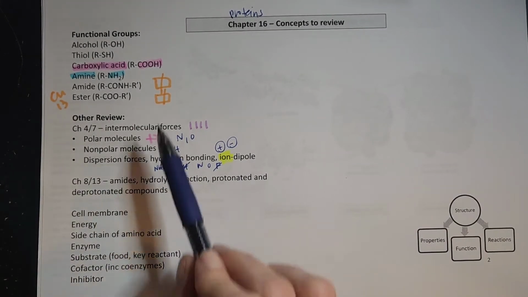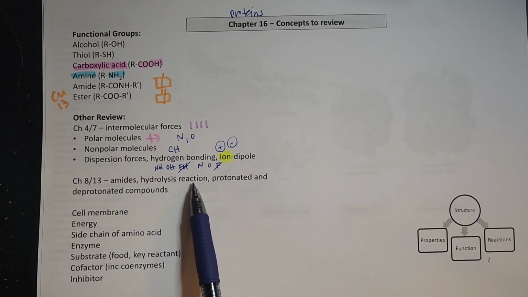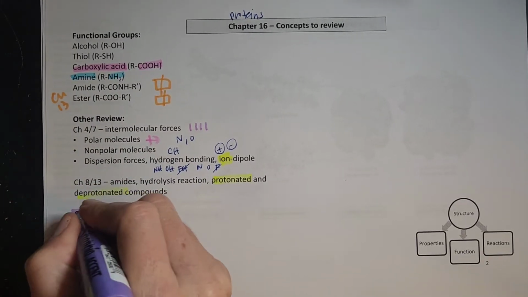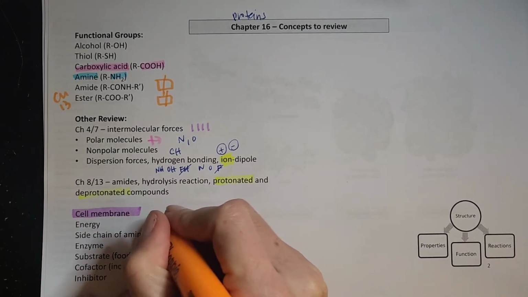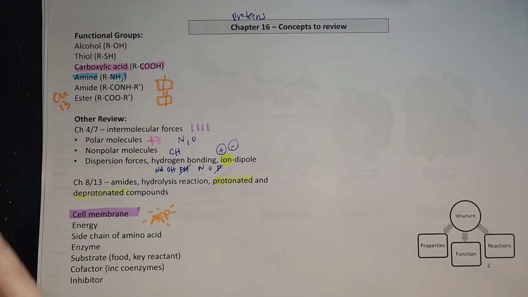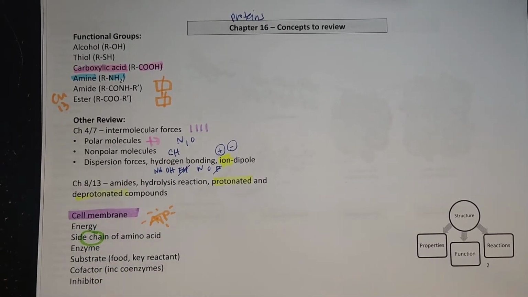A couple other reminders. Again, chapter 8 and 13, we saw some glimpses of those. Amides, hydrolysis reactions, review those. Protonated and deprotonated compounds, so those will be some terms that we'll see again. And then some other colors and things that we will use. We've been using throughout our biomolecule sections the purple for the cell membrane. If we have energy, we're talking about ATP. We will also be focusing a lot on the side chains of our amino acids, and I'll be circling those in green throughout today.